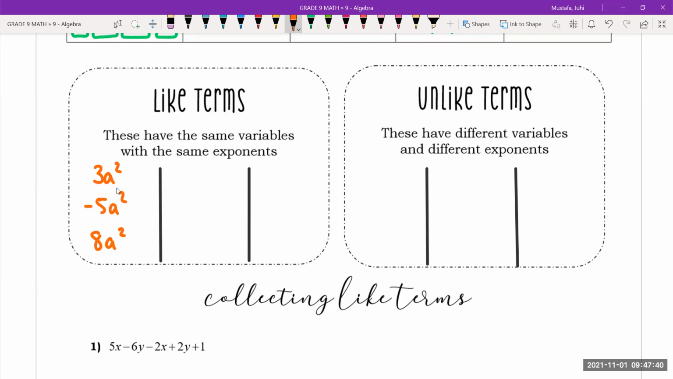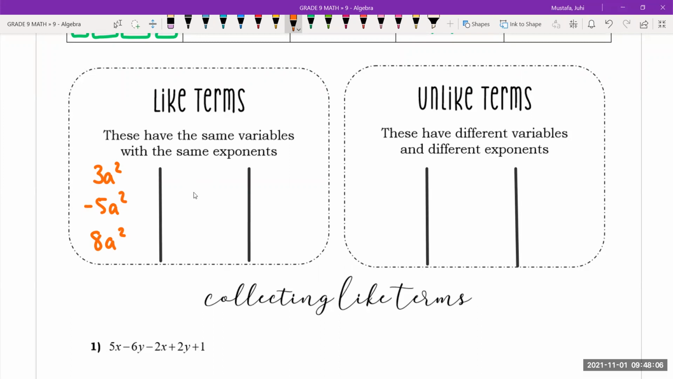Oscar? Yeah, the letter or variable, which is a, and the exponent squared are all the same, which is what makes it the same. What is different about them though? Oscar? Yeah, exactly, the coefficient. So that tells you in order for something to be a like term, the coefficient, the number in the front doesn't matter as long as the letters and the exponents are the same.